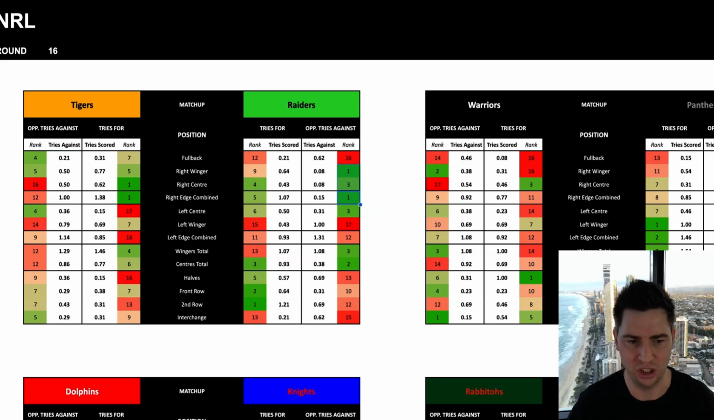And also on that left edge in the second row is Hudson Young. He should back up from Origin at this stage. There's a slight question mark. I'll give you a backup plan in a second. But with Hudson Young, he's $2.40 at TAB. The Tigers have conceded to a second rower in 6 of their last 7 games.